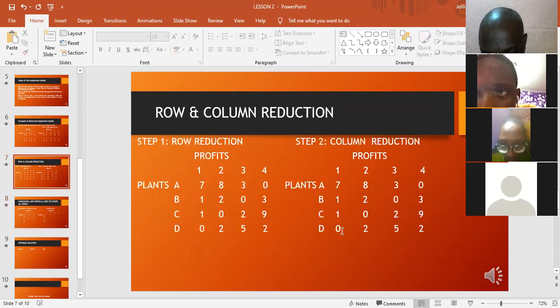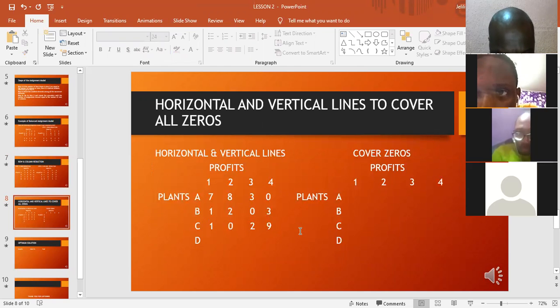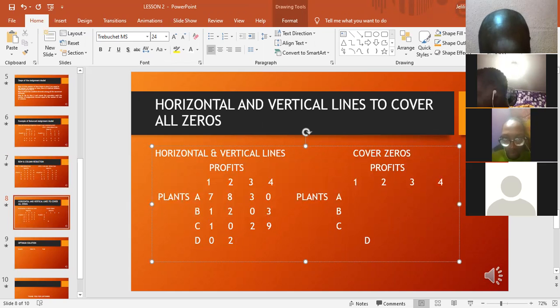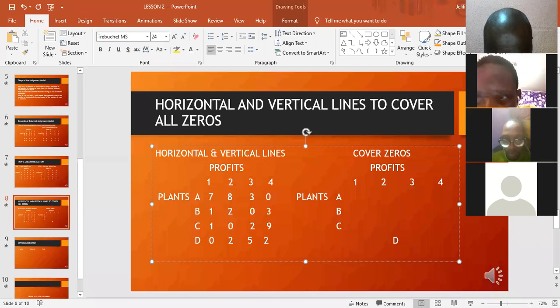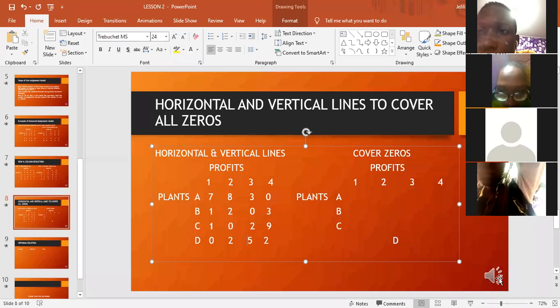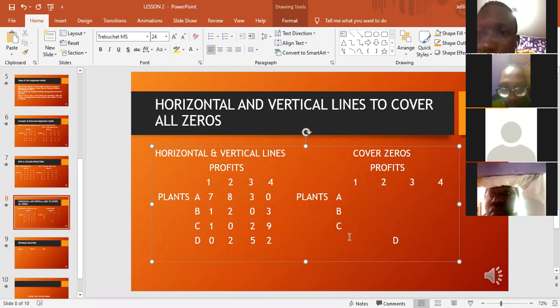So the last one is what? 0252. How many steps will it take from 27 to the 2? How many steps will it take? 0252.